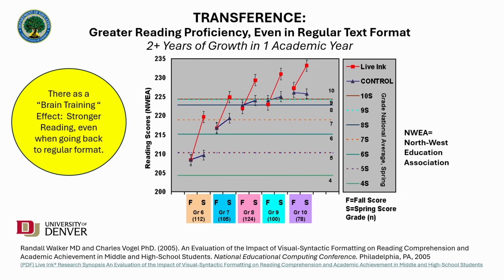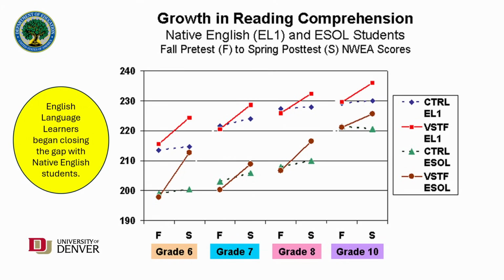The pre-test, post-test measures were the Northwest Education Assessment for reading proficiency. Testing in the students who were non-native English learners, primarily Spanish, also showed that these students on the same NWEA test began to close the gap between them and the native English students in the control group.